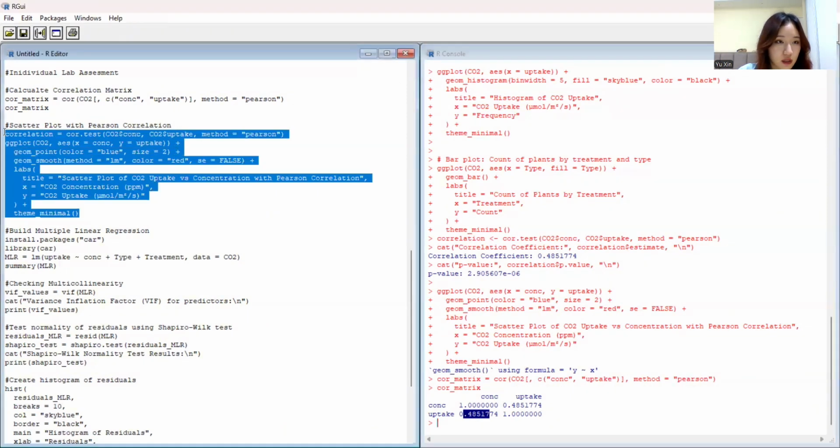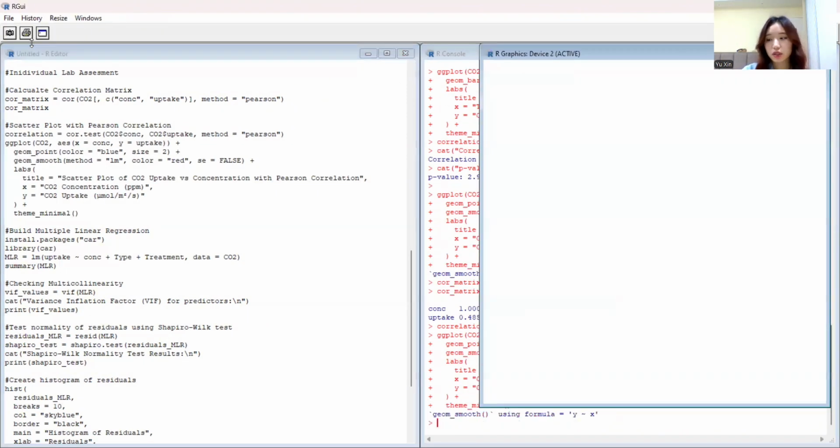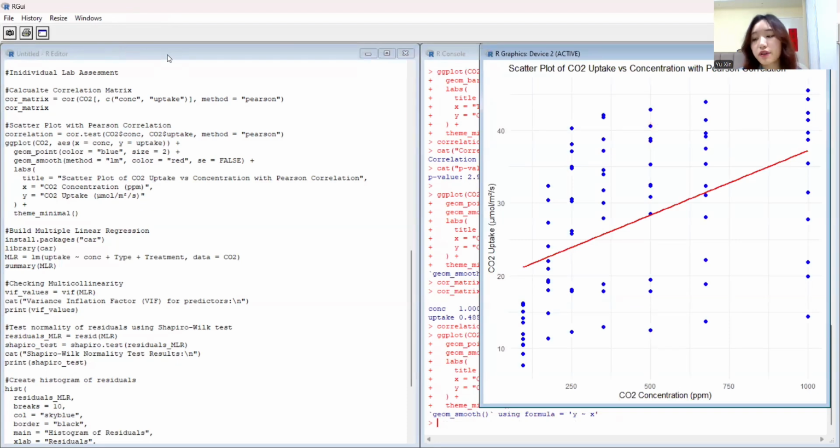Next, this calculates the Pearson correlation coefficient between CO2 concentration and CO2 uptake. This gives an idea of the relationship between these two variables. A scatter plot is generated with a linear regression line to visualize this relationship.